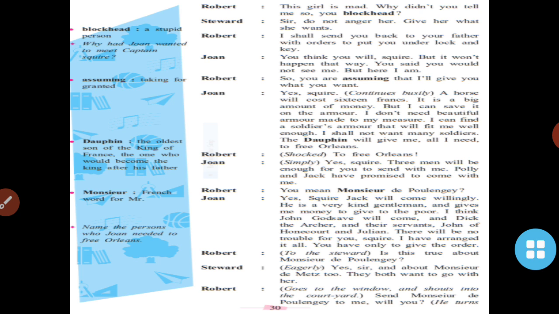Robert to the steward, is this true? He is asking the steward very angrily whether it is true that these persons are going to go with John. Steward, yes, sir. About Monsieur and the others too, they both want to go with her. Robert goes to the window and shouts into the courtyard, send Monsieur de Poulengey to me, will you?